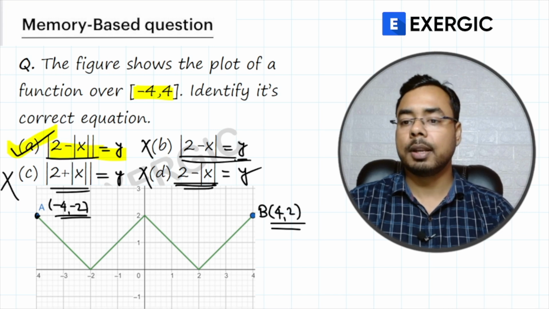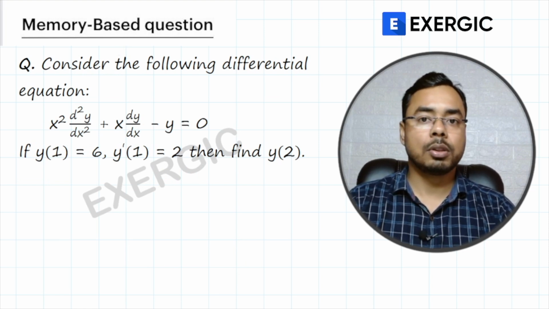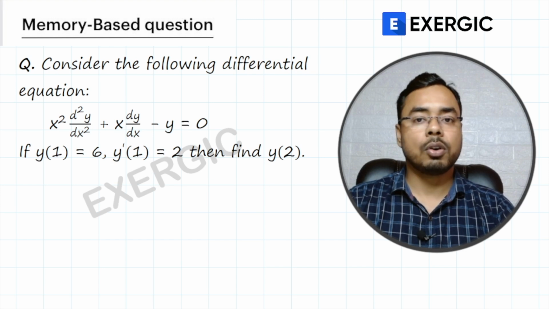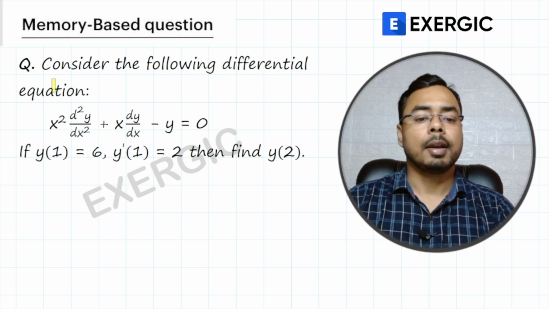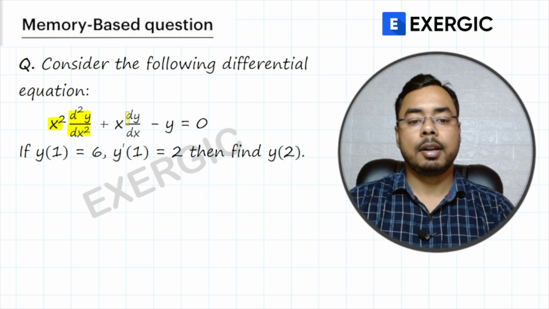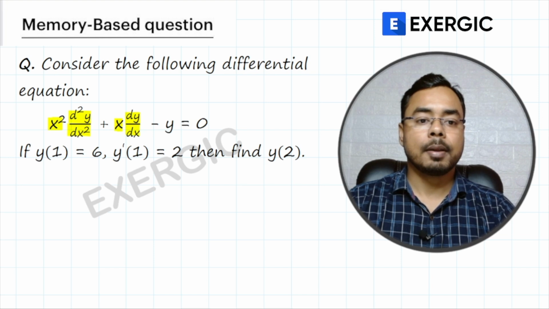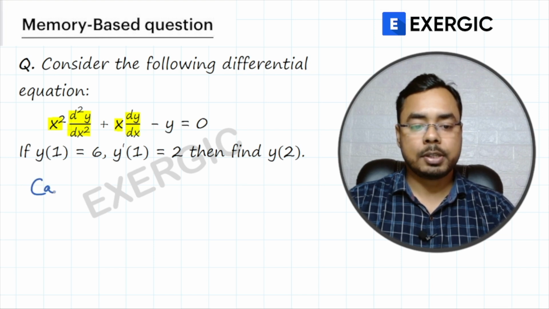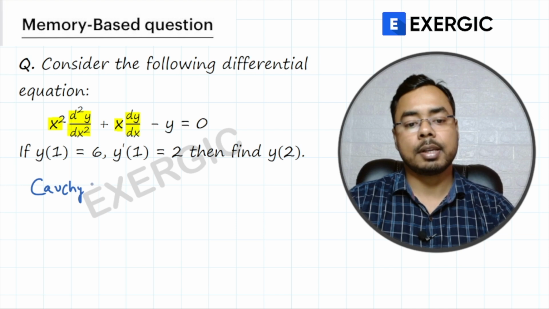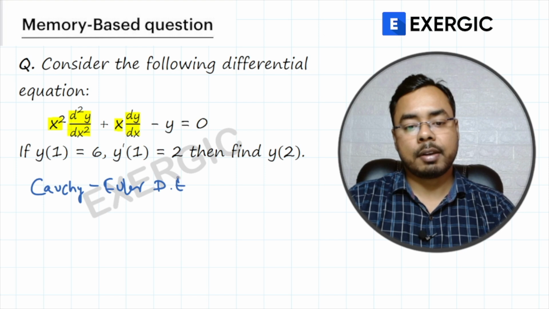So these were the two problems. Now let us move to the next question. This was an interesting problem. The question was based on the concept of Cauchy-Euler homogeneous differential equation, right? And here the important thing that you should notice is the second derivative d2y by dx square is multiplied by x square. dy by dx is multiplied by x, right? So this is basically Cauchy-Euler homogeneous differential equation, or you can say Euler-Cauchy differential equation, right? So this was the differential equation.